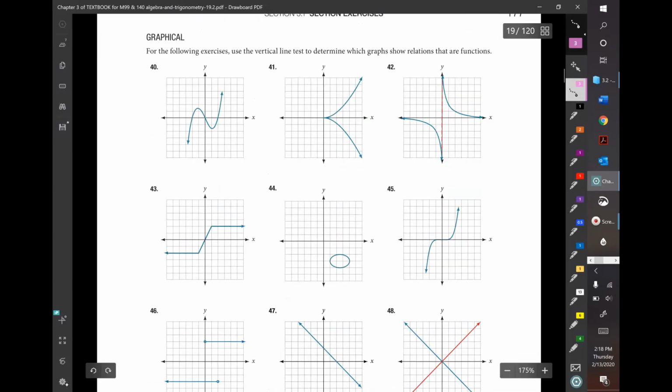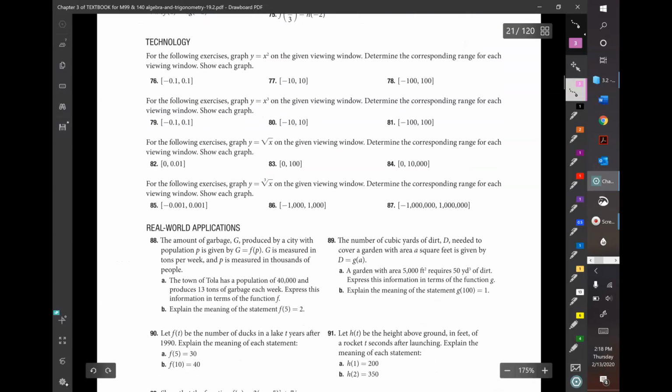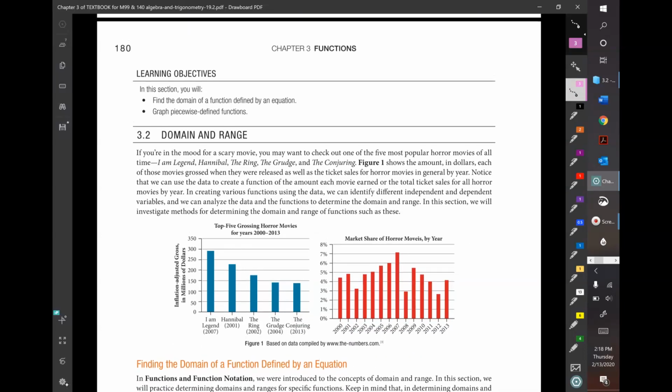So here's just the extra exercises and the answers. I usually provide those for you. You just have one document. You can just save it, all the answers for each chapter.